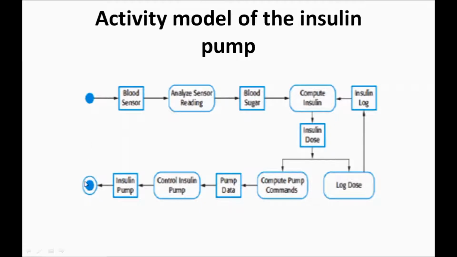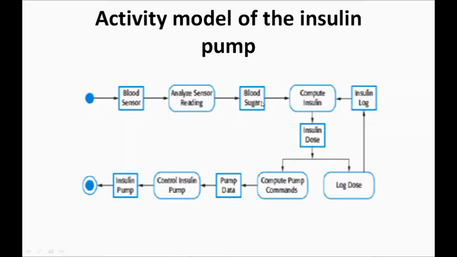There are two circles, one is a filled circle, and one is a hollow circle. This is the stop state. So this activity model is showing the complete working. First, the blood sensor will sense the blood, right? It will take the blood and analyze the sensor reading, and it will calculate the blood sugar level.